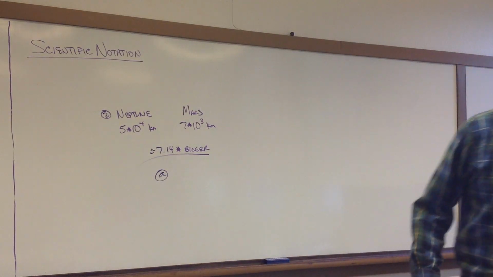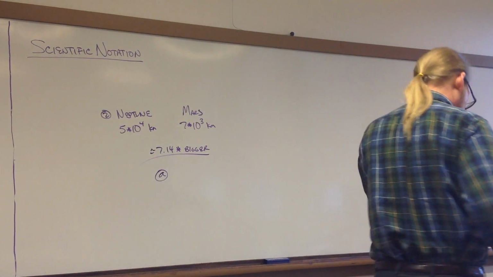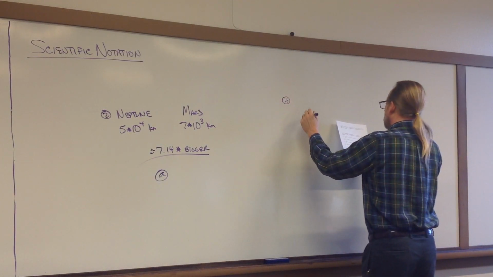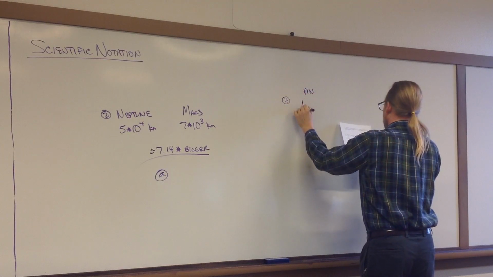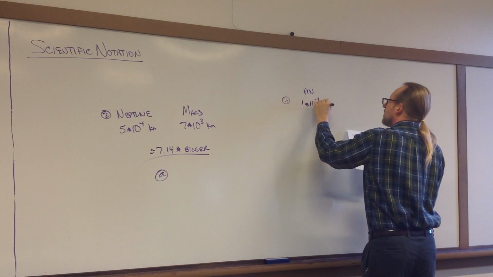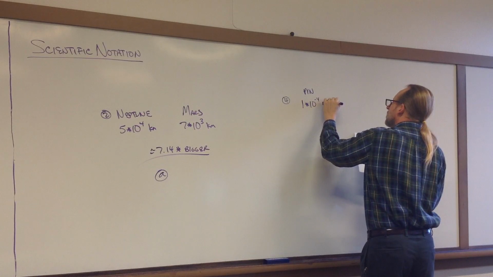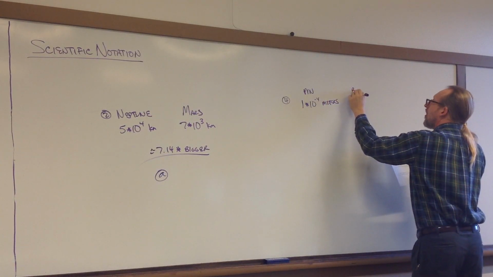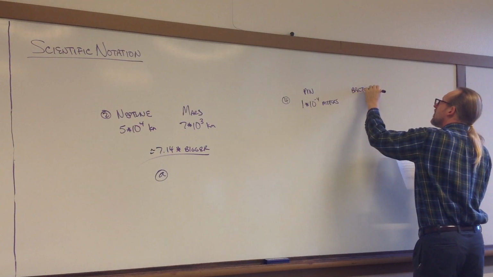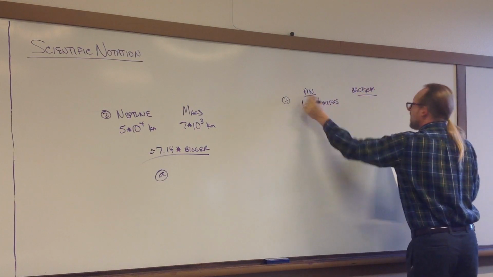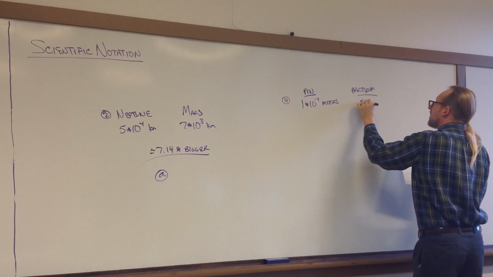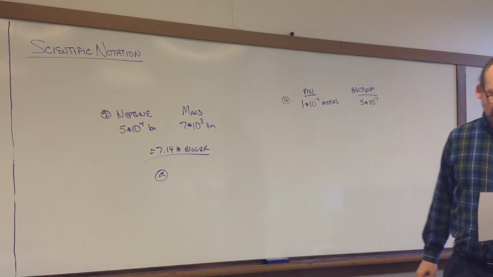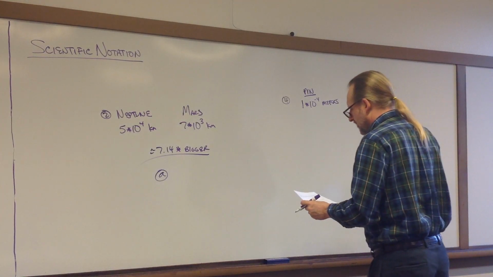Problem 4. Head of a pin has a diameter of 1 times 10 to the minus 4th meters. And a bacterium has a diameter of 5 times 10 to the minus 7th. How many bacteria that size would fit across the diameter of the pinhead?